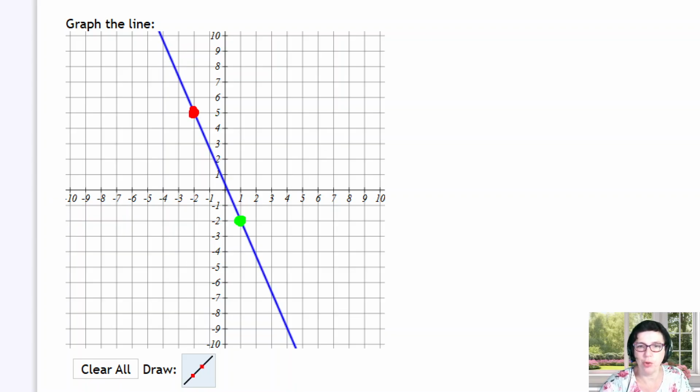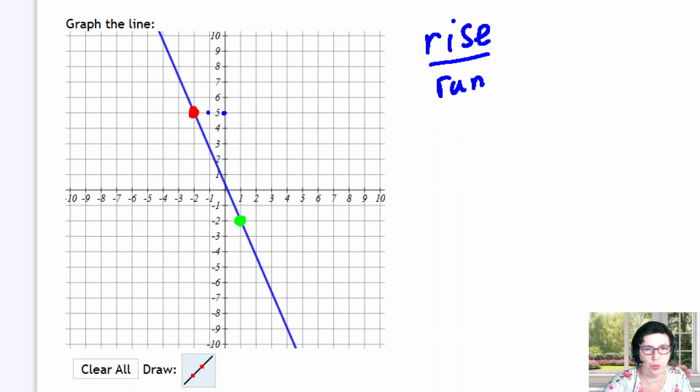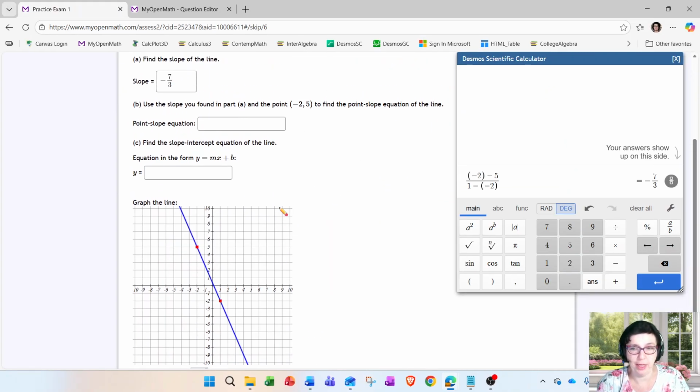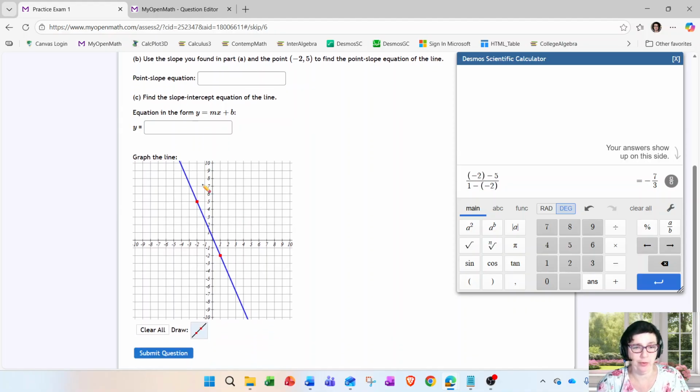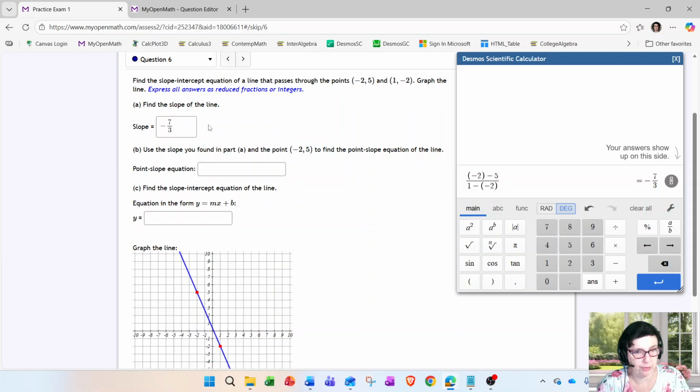Remember that the slope is rise over run. So let's first determine the run. We're starting at the red point. How do we get to the green point? We go 1, 2, 3. So we're going 3 to the right, so your run is 3. Then we're going to go down 1, 2, 3, 4, 5, 6, 7. Because we're going down, our rise is negative 7. So you can see that the slope is negative 7 over 3, which we got algebraically, and we also got from the graph. So we know it's correct.